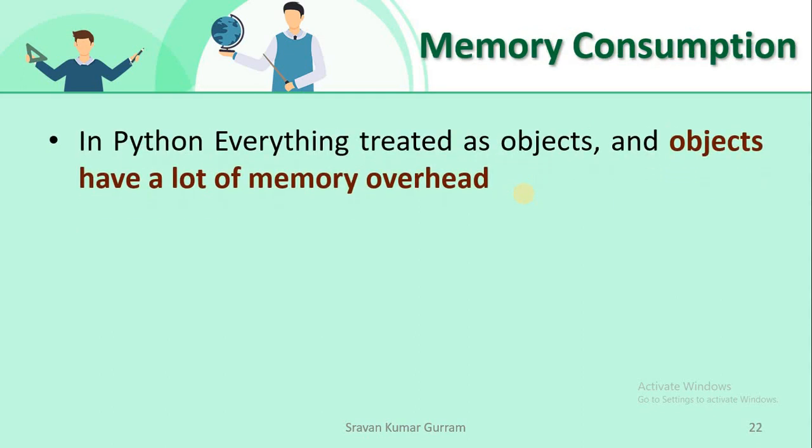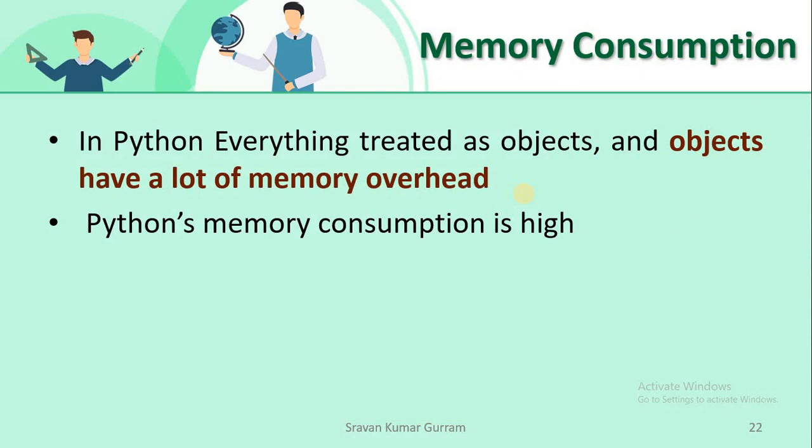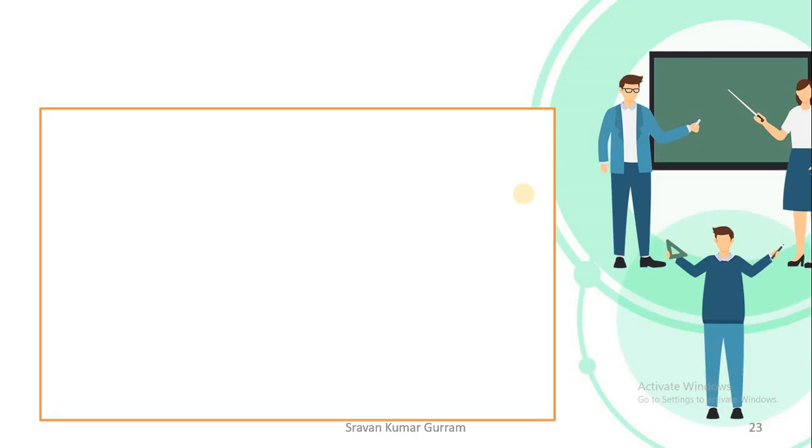Memory consumption. This is a very important point. In Python, everything is treated as an object. An object is nothing but something which has a physical existence. That will be covered clearly in the OOPS concepts. And here the important point is that objects have a lot of memory overhead. To store the objects, generally we use heap memory. So it is somewhat of an overhead. So it consumes more memory. This is the reason memory consumption of Python is high compared to other languages. So this is about the limitations of Python.